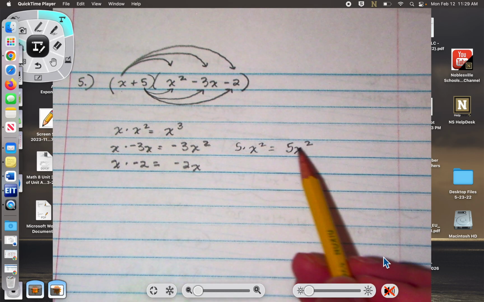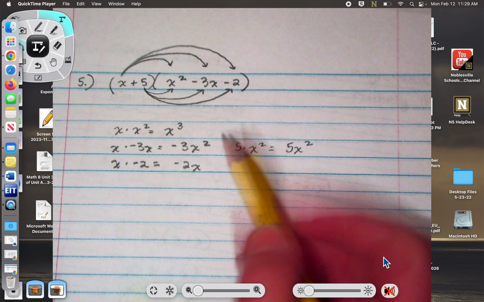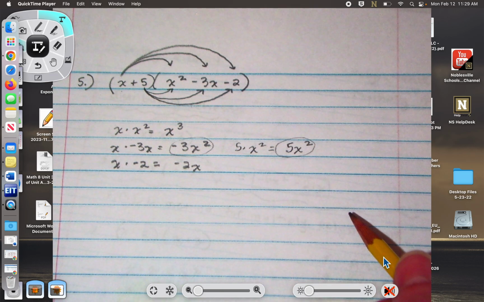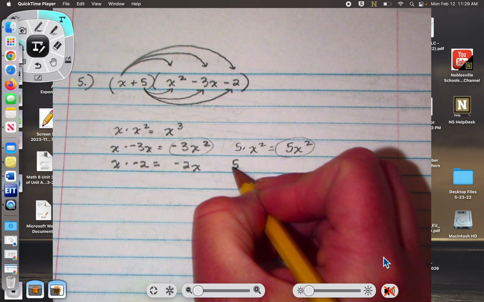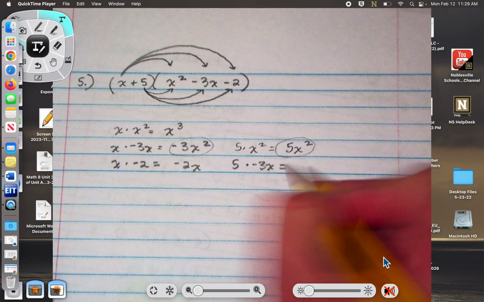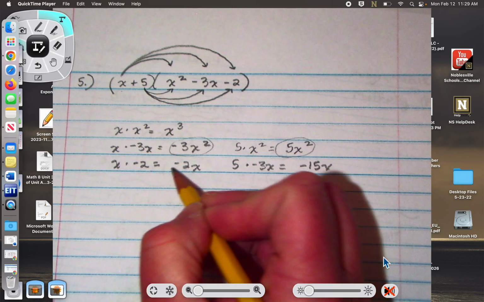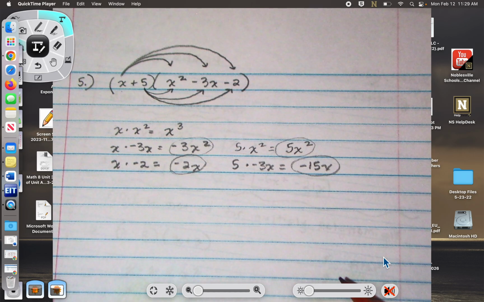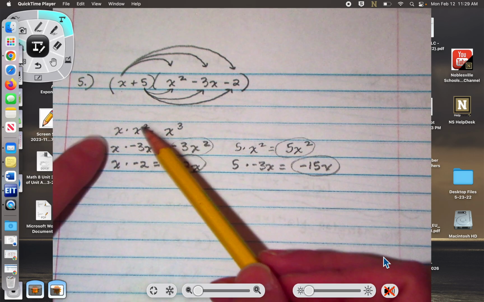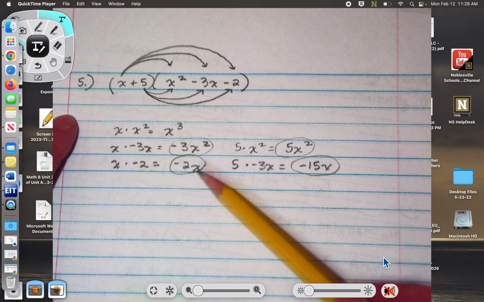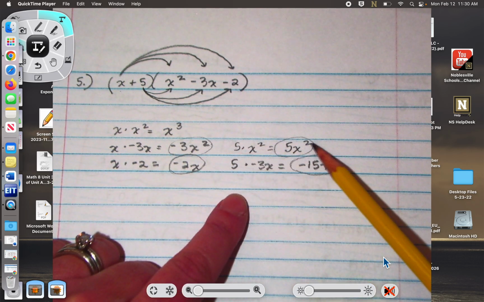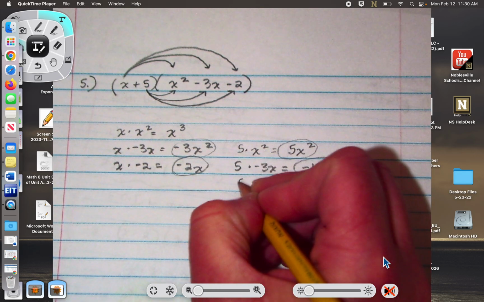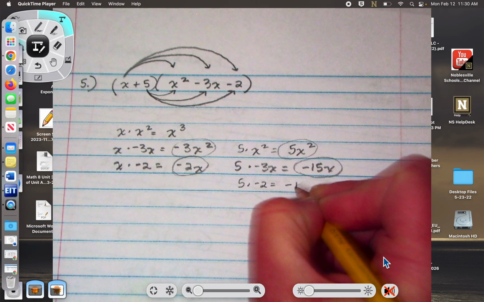So now my x squareds are lined up, right? I know exactly that I'm combining negative 3x squared and positive 5x squared. Then I would do 5 times negative 3x, and I'm going to get negative 15x. So now I'm combining negative 2x and negative 15x. So the first 3 have the degrees of 3, 2, and 1. The second 3 are going to have the degrees of 2, 1, and nothing, because 5 times negative 2 equals negative 10.